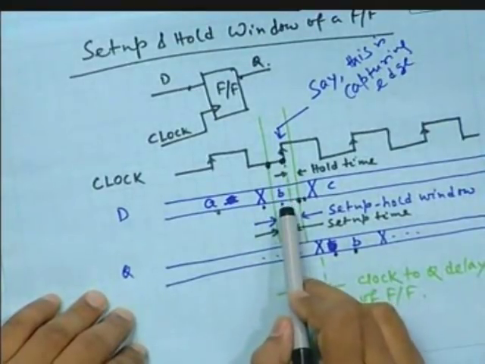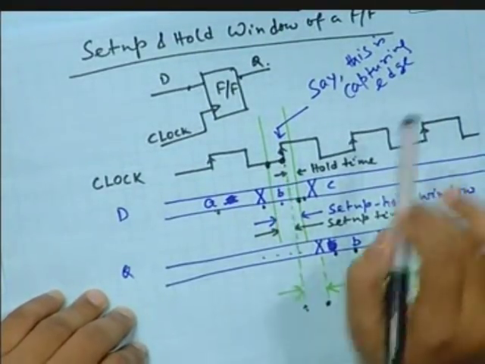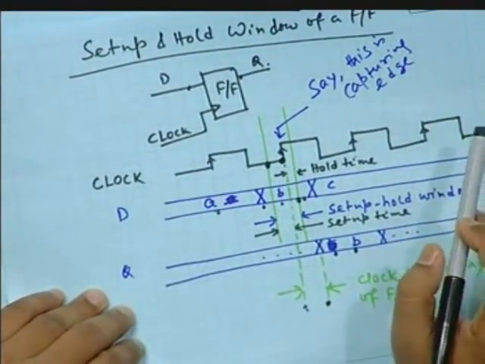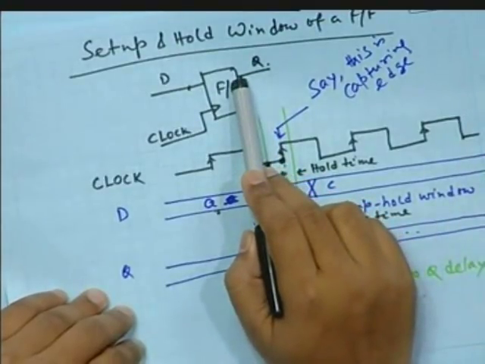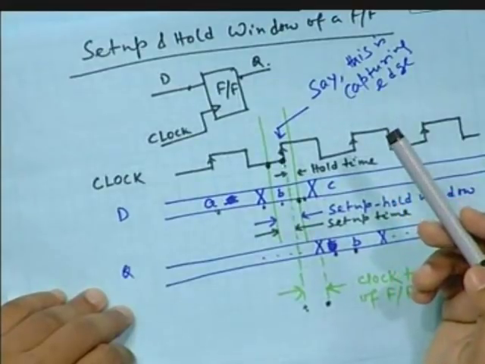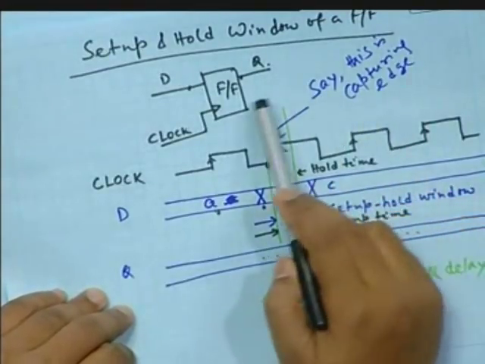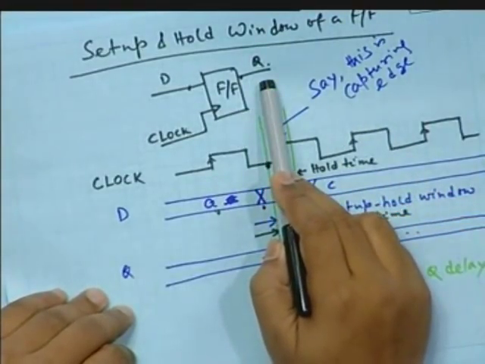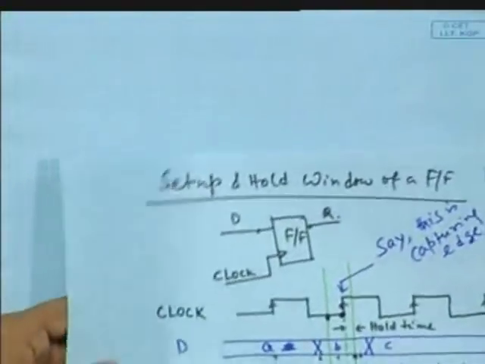And if it violates, if the data changes around here, either a setup violation or a hold violation, then this Q will have some undesired value. I mean, you cannot predict what the value will be. It will go to the metastability state. Those things you can go through a little deeper on your own.